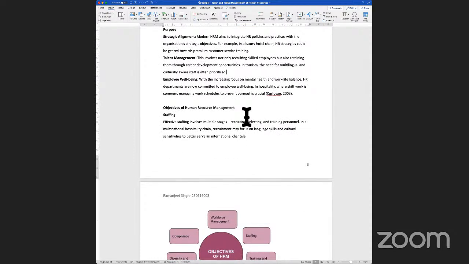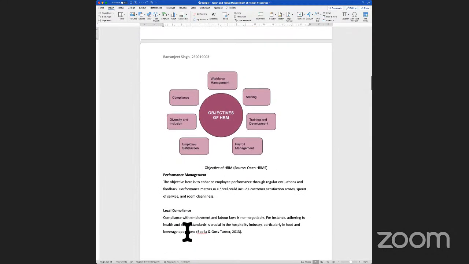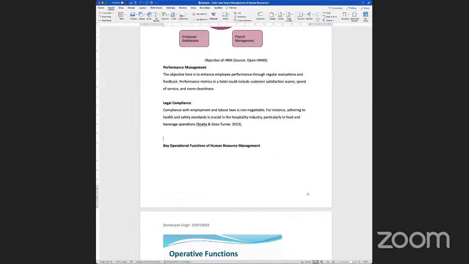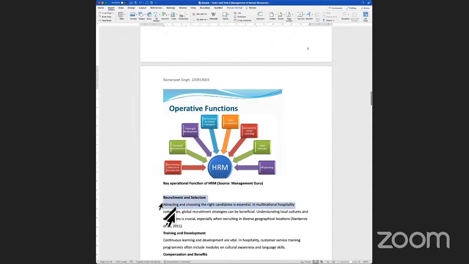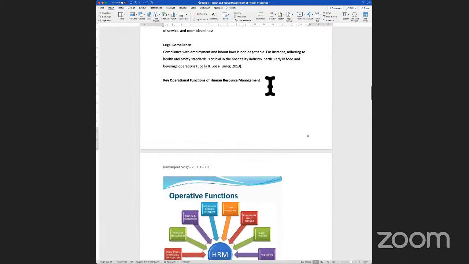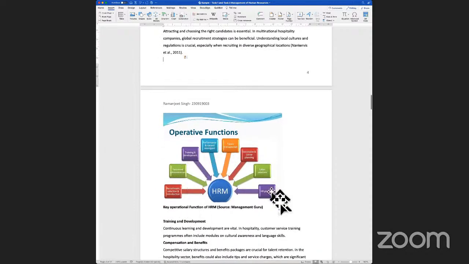Similarly, in objectives of human resource management, I have only covered 3 functions: staffing, performance management, and legal compliance. But if you go across and cover all the functions, which is the reason why I suggest that you put an image in, this will allow you to meet the word count. And then when we go to the key operational functions, you're again covering the key operational functions of HR, and that would allow you to hit the word limit simply because you know that these are the functions that you're going to cover.